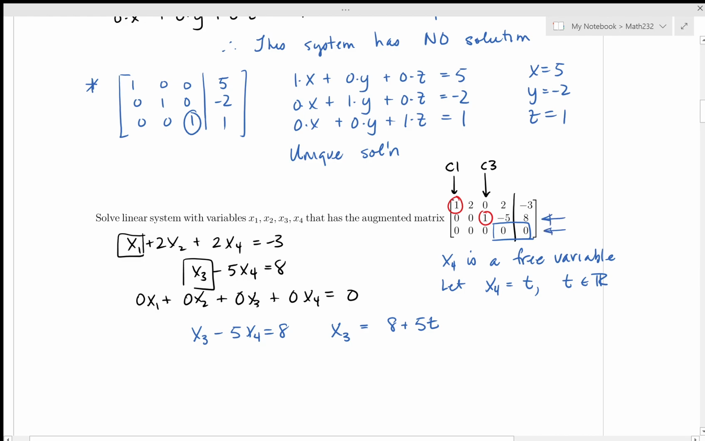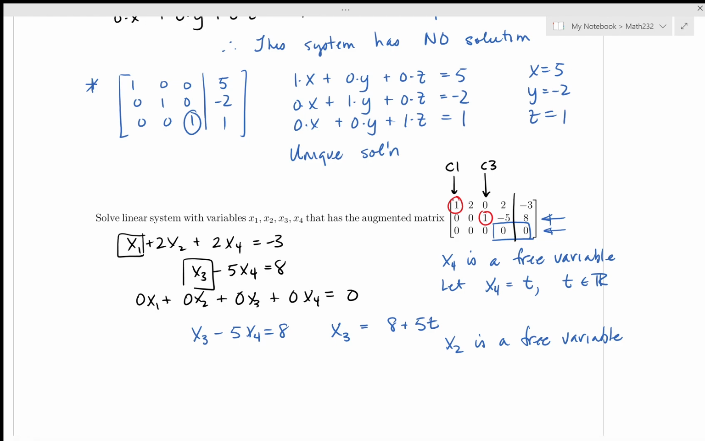Now I'm thinking about x2, but there is no column where the number, there's no, column 2 does not have a leading one. Or if you want to look at this, row 2 does not have a 1 in the second column. So that means that x2 is a free variable. Doesn't matter what it is in that sense. We are in this situation, in solving this linear system, that we have an infinite number of solutions.